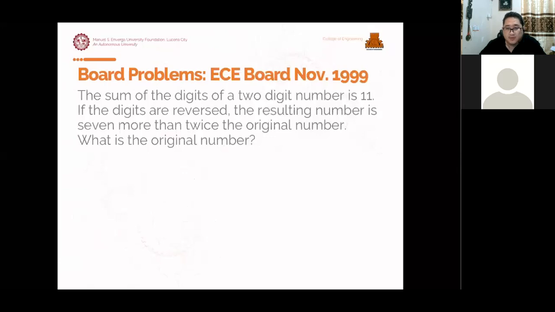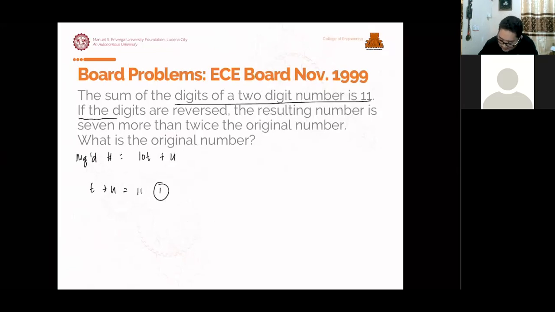Next, ECE board, 1999. The sum of the digits of a two-digit number is 11. Okay? Two-digit number tayo. So, again, yung required number natin is equal sa 10t plus u. Okay? So, yung sum ng digits natin, t plus u is equals to 11. Yung first equation agad natin.